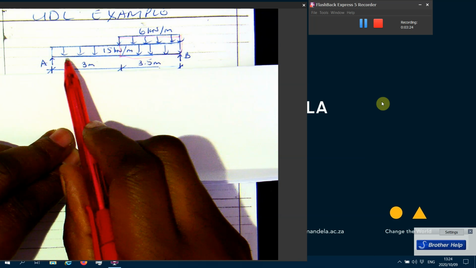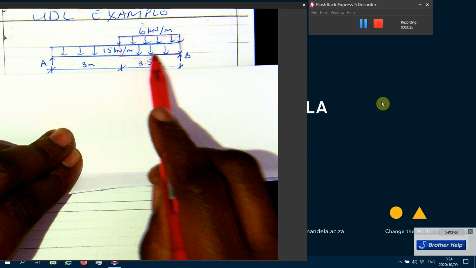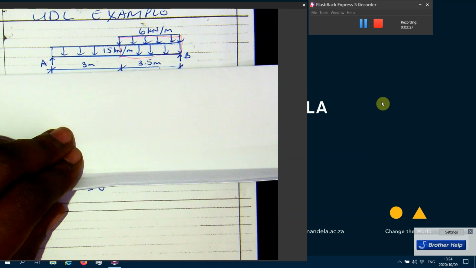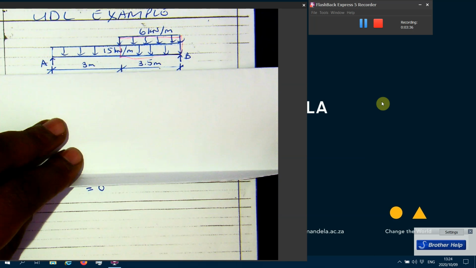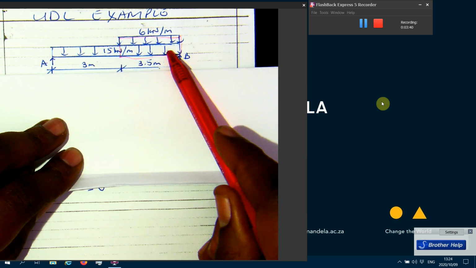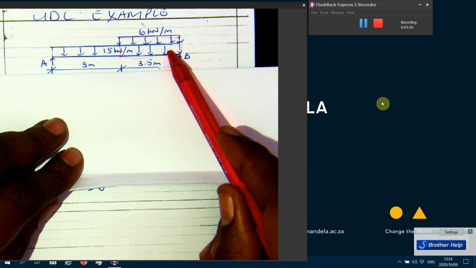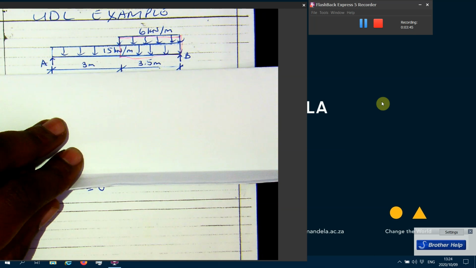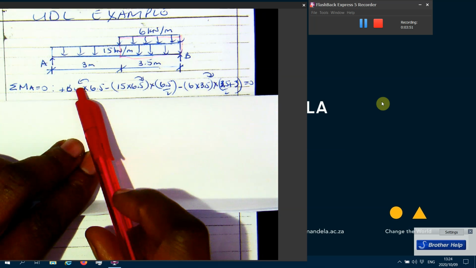I have decided to deal with it separately. Not that it is the best method or the best way to approach it. It's up to the individual how you want to approach it. Maybe at home you can try and combine that to be one load of 21 kilonewtons per meter. This one is 15, and see if you arrive at the same results as me. This is the approach. I'm not going to explain that.